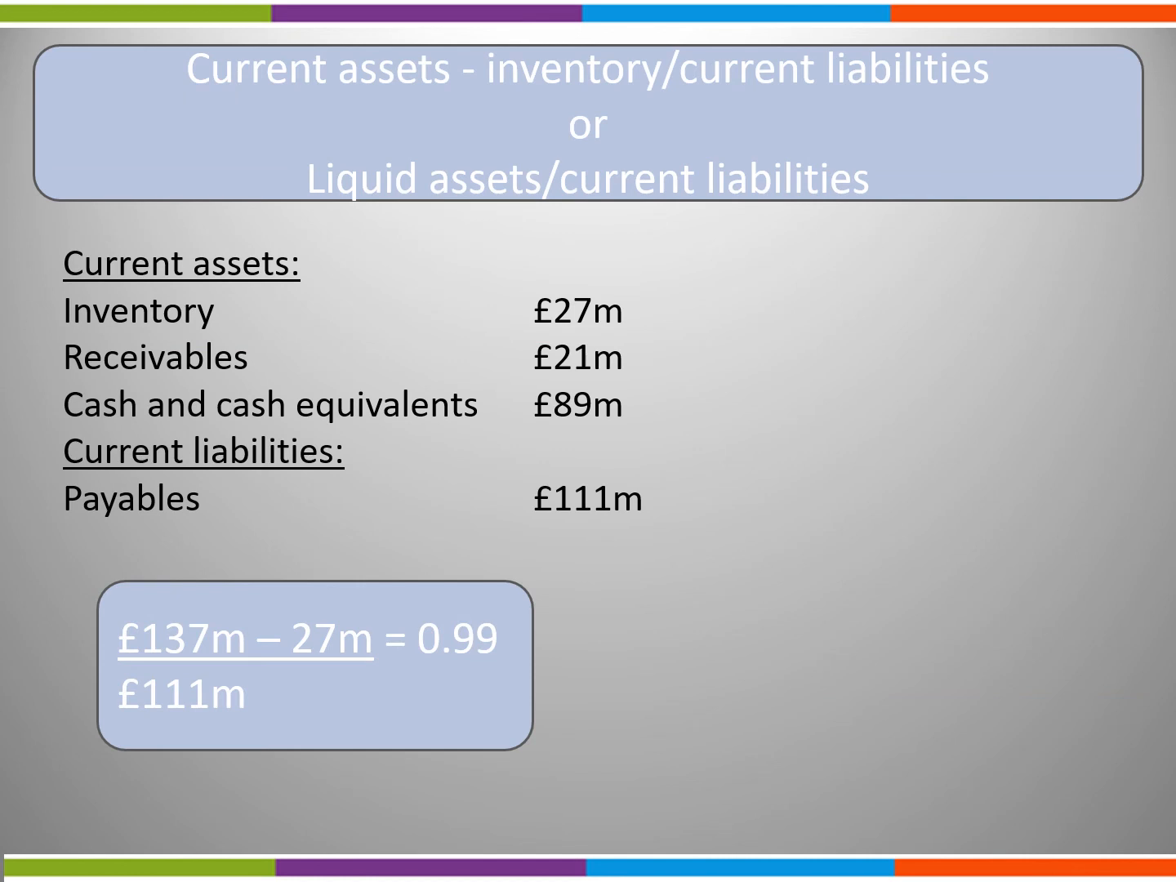You should have calculated 137 million minus 27 million divided by 111 million. This gives us the answer 0.99. We would express this as 0.99 to 1. This means that for every £1 that Elliott's has in current liabilities that it owes, it only has 0.99 in current assets, so it doesn't have enough current assets if we exclude inventory to cover its liabilities.